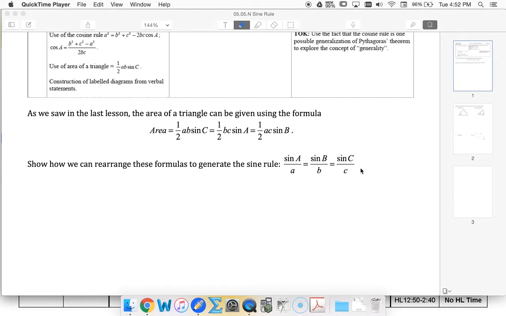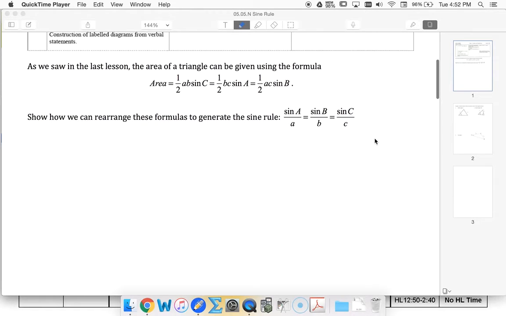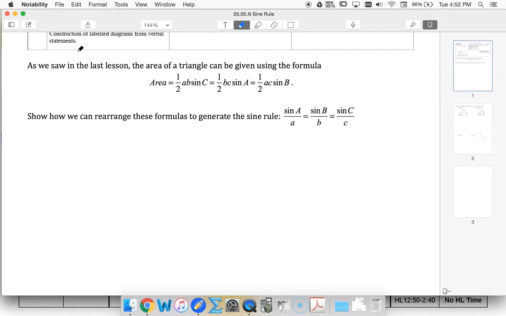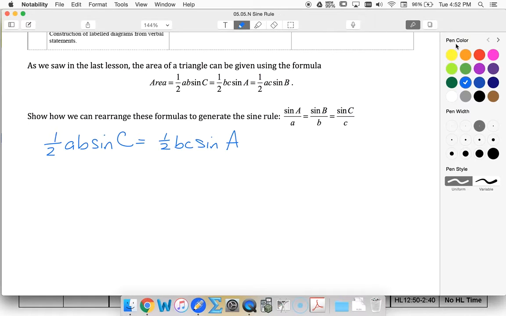So here's the sine rule. If I start by looking at these first two equations and set them equal to each other, then I'm going to have half ab sine C is equal to half bc sine A. Well, I've got a half on both sides, so that cancels. I've got a b on both sides, so that cancels. If I divided both sides by b, it would cancel. So now that leaves me with a sine C equal to c sine A.